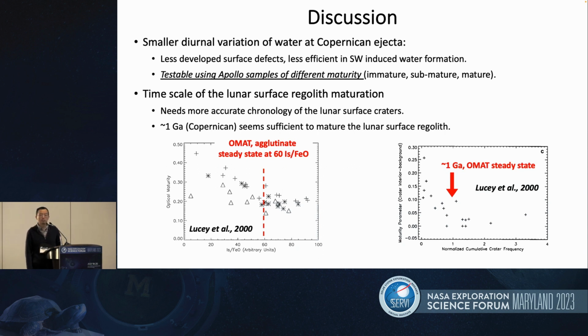There are also some indications for the time scale of this maturation process. For sure, we need more accurate chronology for those craters and more data points. But from the data we have, we think about 1 billion years, like Copernican age craters, should be sufficient to mature the surface regolith.